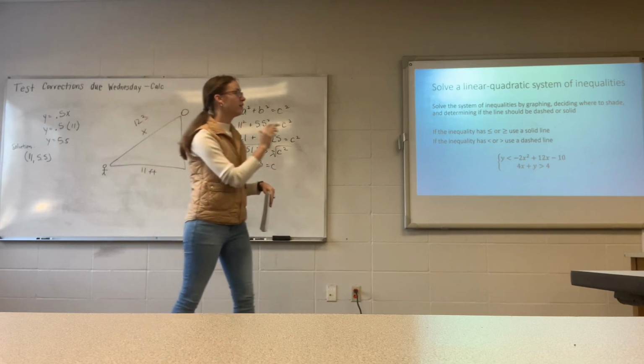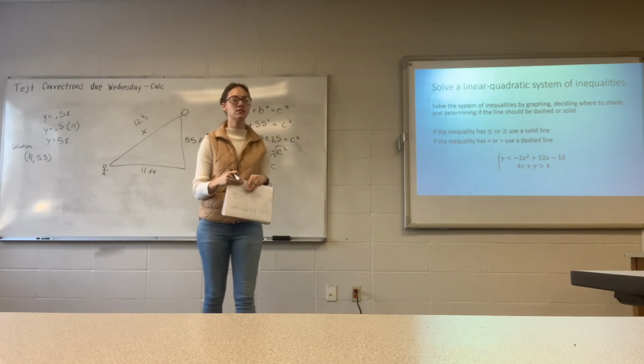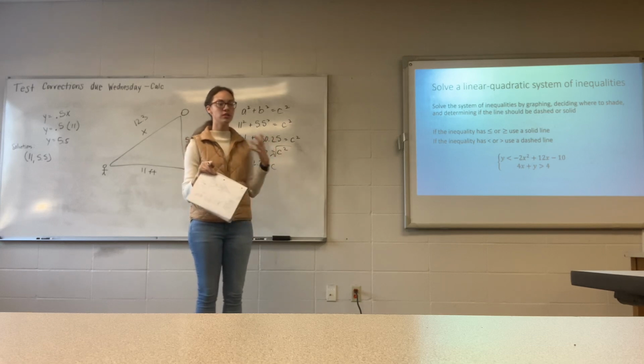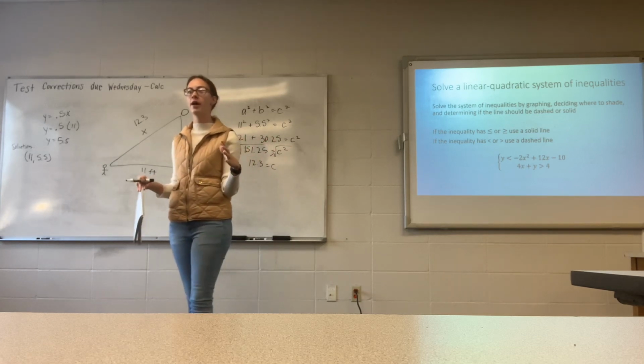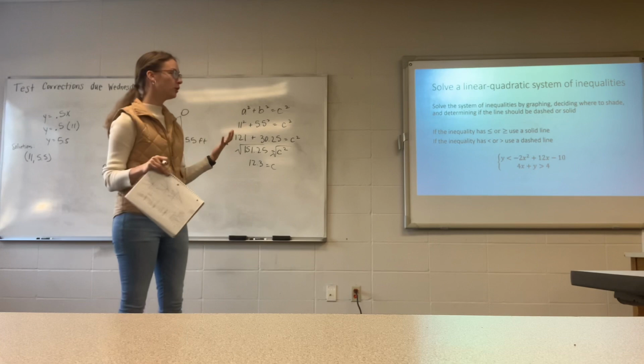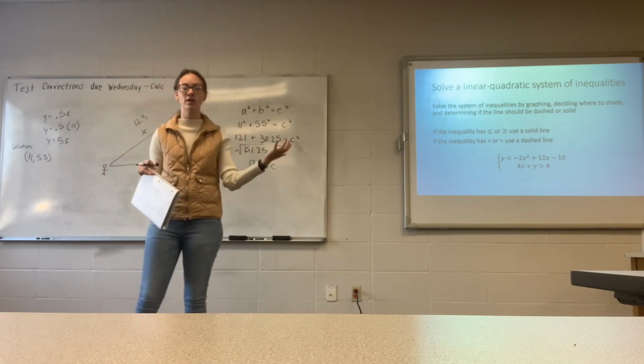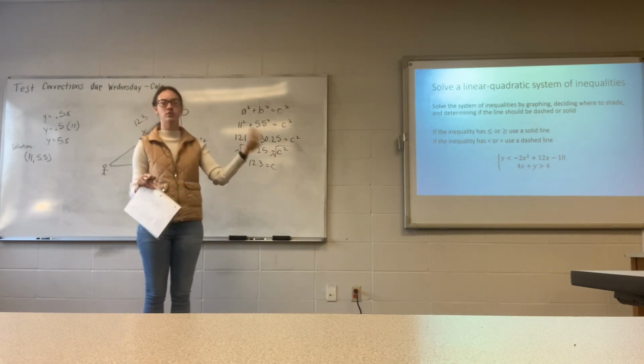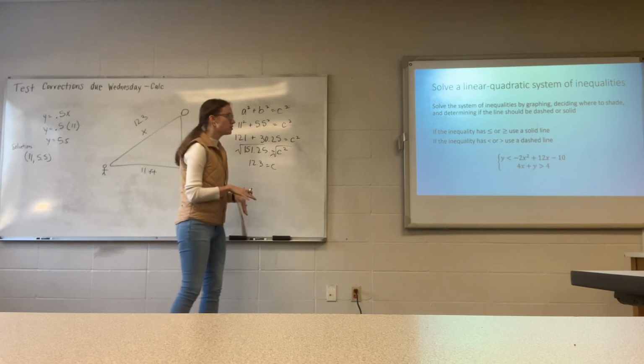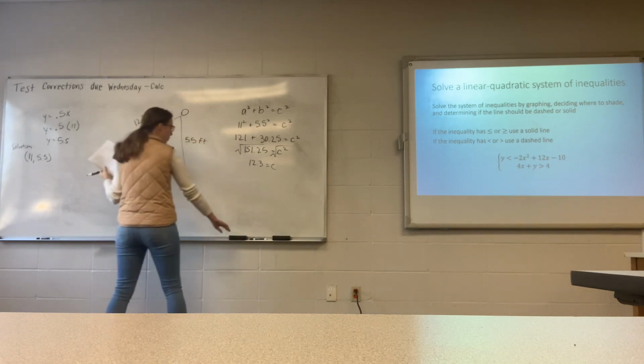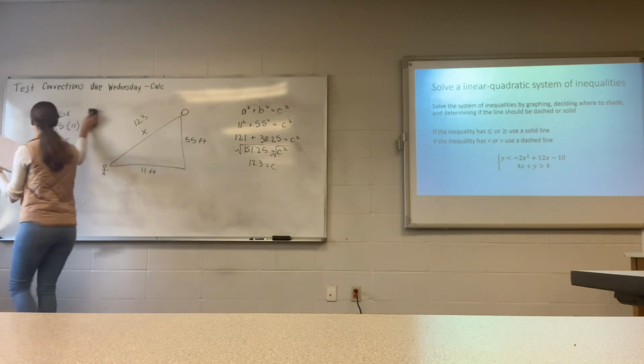And then in order to figure out where to shade, we just have to test a solution point, which is basically just plugging in a coordinate for your x and y. If it comes out that it's true, you shade in that area, and if it's not true, you shade in the opposite area. Okay, so we have these equations and we're going to have to graph these by hand.